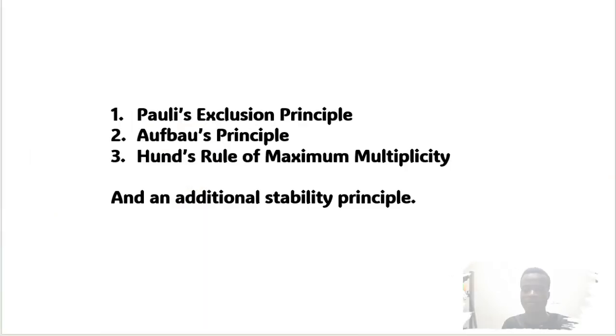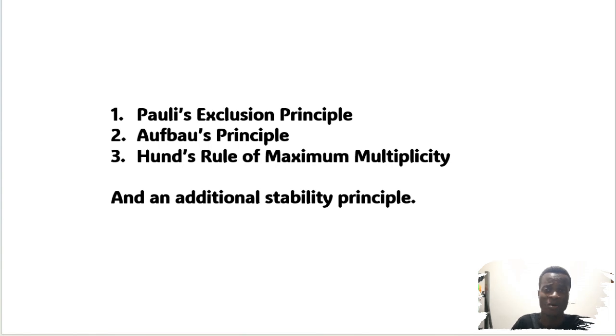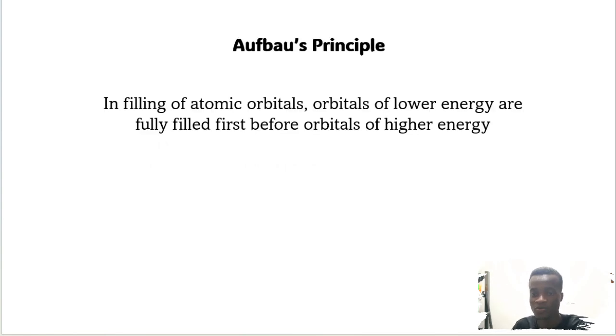These principles are three, as I said: the Pauli Exclusion Principle, the Aufbau Principle, and Hund's rule of maximum multiplicity. These are the three major ones that govern electron configuration into the orbitals. And then there's an additional stability principle that we'll talk about. So let's take these principles one by one, in relation to how they are used and what they mean. Let's start with the Pauli exclusion principle.